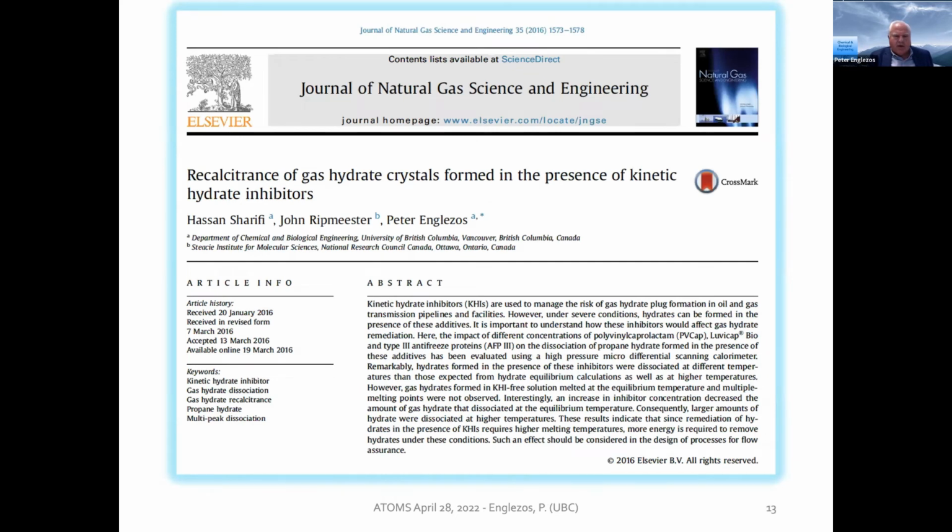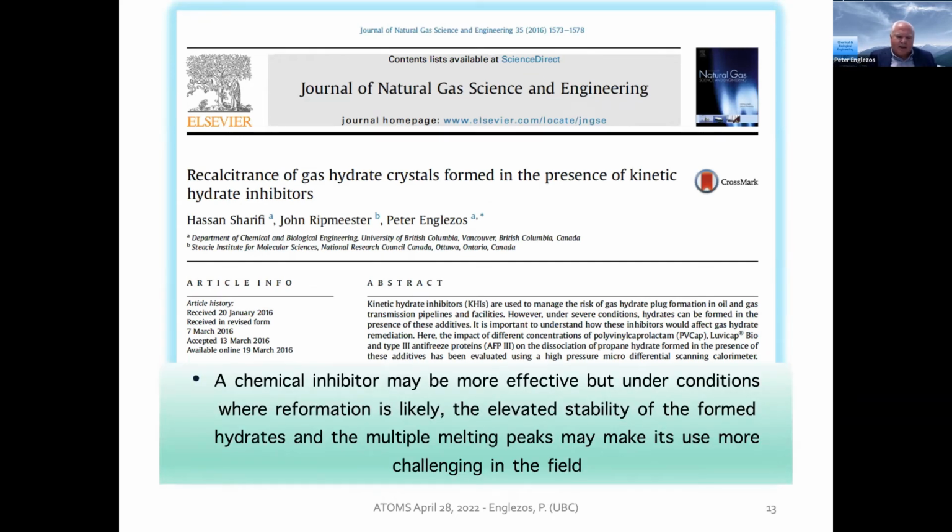This issue of the difference between the chemical inhibitors, as I mentioned, has implications, because while chemical inhibitors are in general more effective at inhibiting hydrate formation, in conditions under which reformation of hydrates is likely, then the elevated stability of the formed hydrates and the presence of multiple melting peaks may make the use of those chemical inhibitors more challenging in the field.